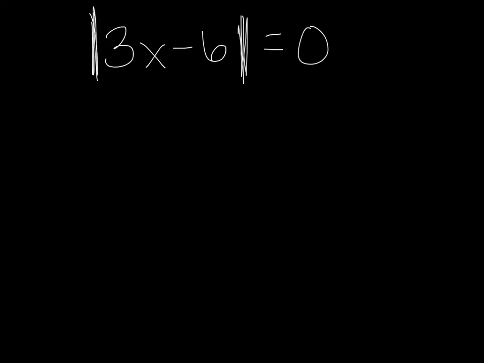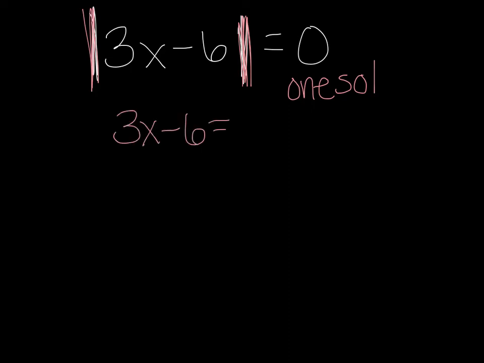Looking at this one, our absolute value lines are all by themselves. There's nothing else there. So we can just look at the answer. Since it equals 0, we're only going to have one solution. So we only need to make one equation. So let's make 3x minus 6 equals 0. The reason why you wouldn't have multiple is because you can't make 0 positive and negative. 0 is just 0, so we can't split it into positive and negative 0. Let's just solve this one.